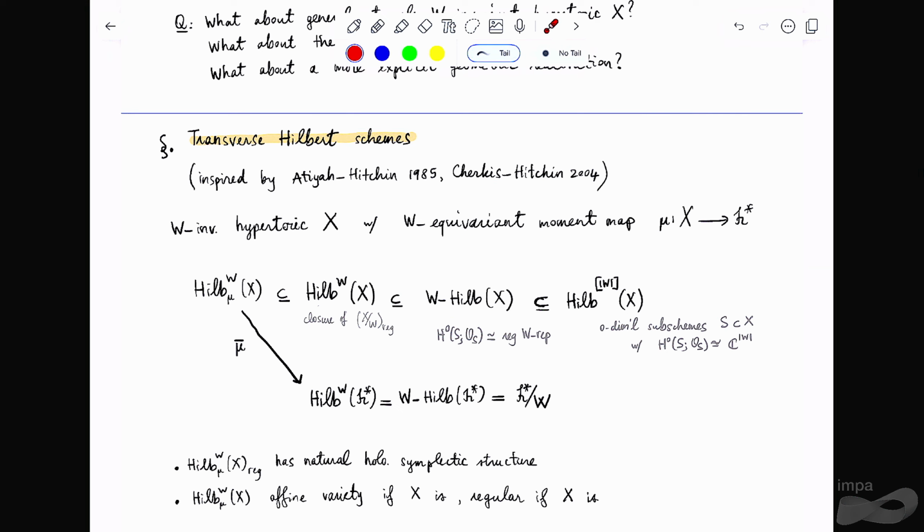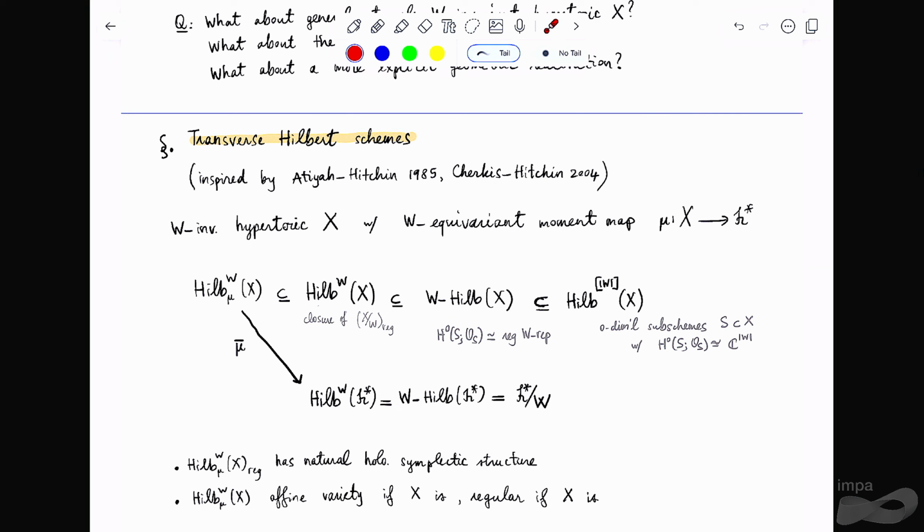And now, this transverse Hilbert scheme uses the holomorphic moment map. So say generically we have a W orbit. I can attempt to map it to a point in H star mod W.